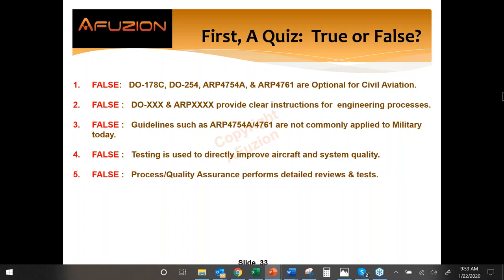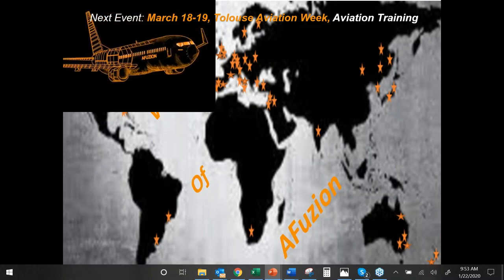Number five, QA and PA, process assurance, perform detailed reviews and tests. No, they don't. You do. The engineers do. PA, QA, they assess your processes. Input, output. Did you use the transition criteria? So those are the keys, okay? Folks, you made it. Those are the top failures in aviation.